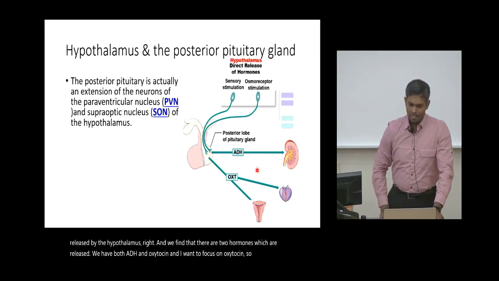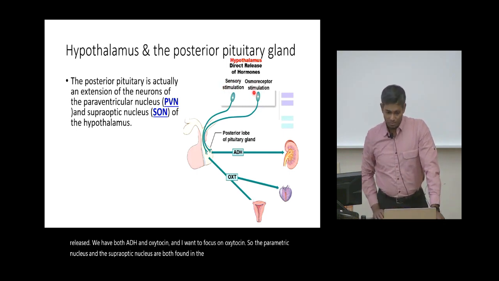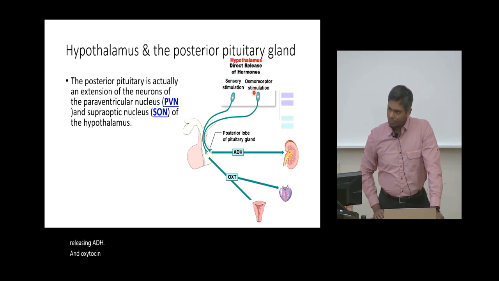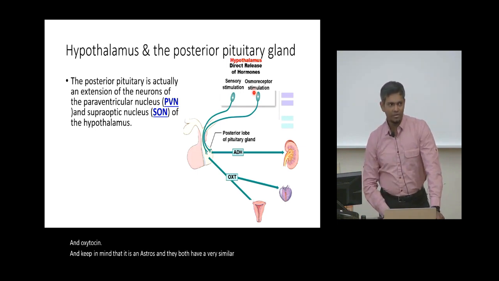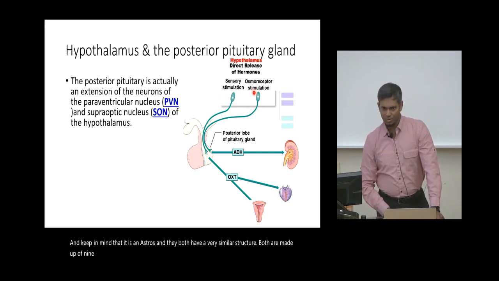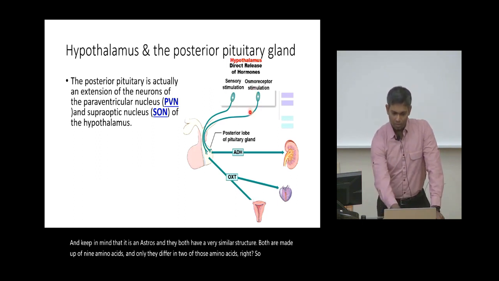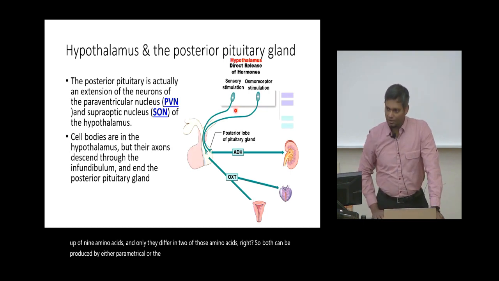The paraventricular nucleus and the supraoptic nucleus are both found in the hypothalamus. Both are capable of releasing ADH and oxytocin. And keep in mind that ADH and oxytocin both have a very similar structure. Both are made up of 9 amino acids, and they differ in only 2 of those amino acids. So both can be produced by either the paraventricular or the supraoptic nucleus.